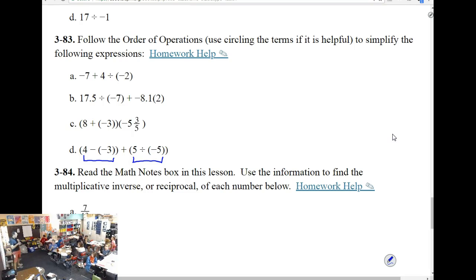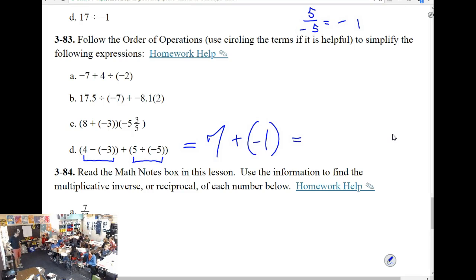Well, what would 4 minus a negative 3 turn into, Connor? 7. Turns into a 7. Then 5 divided by negative 5. Now I can rewrite that as 5 over negative 5. If I have one negative involved, will my answer be negative or positive? Negative, right? I cannot pair up. So, negative. What's a number divided by itself? 1. 7 plus a negative 1? 6. So it's all just remembering the process.